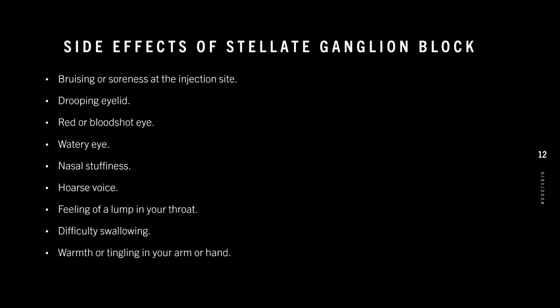So there's some other nerves in the area which can be blocked. Again, that goes away as soon as the local anesthetic wears off. But until then, you can have a hoarse voice, a feeling of a lump in your throat, difficulty swallowing, or even warmth and tingling in your hand or arm. So this blocks the sympathetics to the heart, to the brain, and to the arm on that side. And so it can affect all those things.